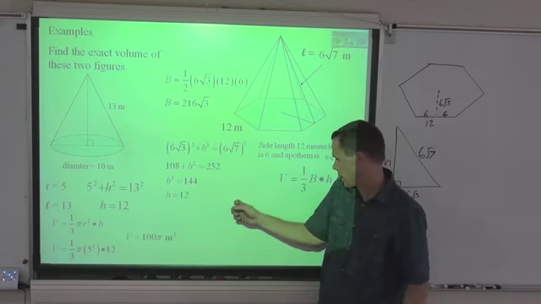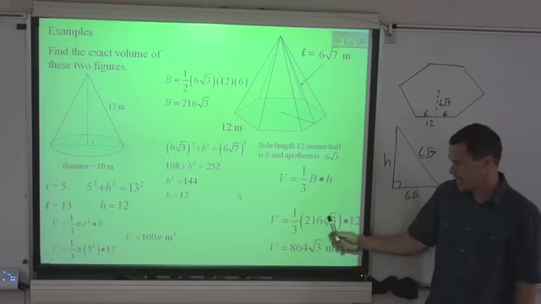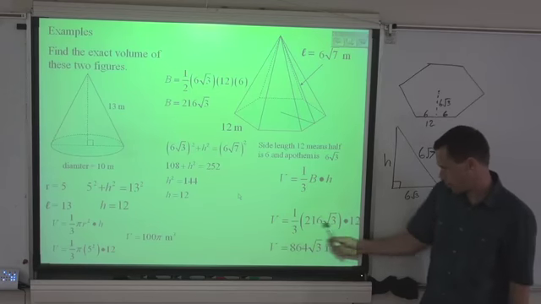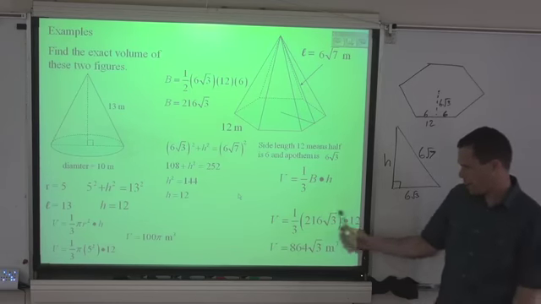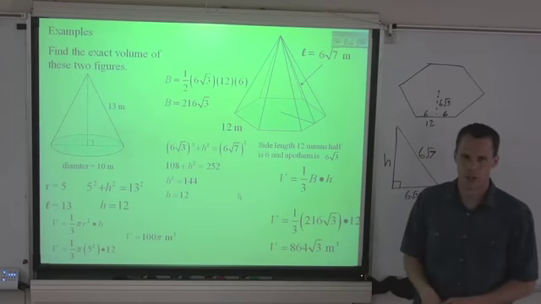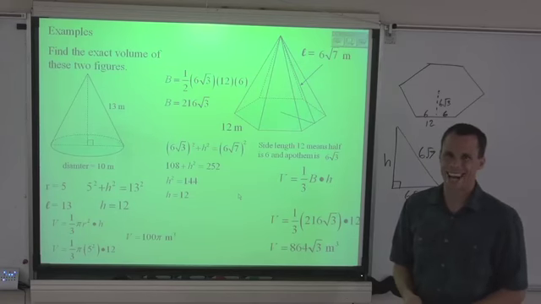Here's your H. Let's put it together. 1/3 of 216 radical 3 times 12. Again, the 1/3 and the 12 will reduce to a 4. And 4 times 216 becomes 864 radical 3 meters cubed. This represents, again, the exact volume.